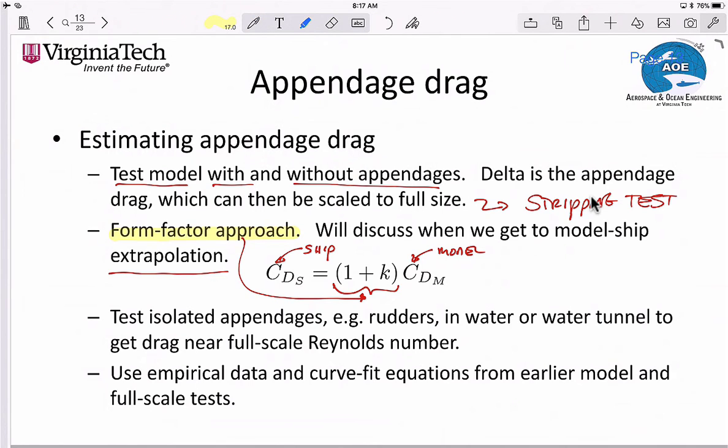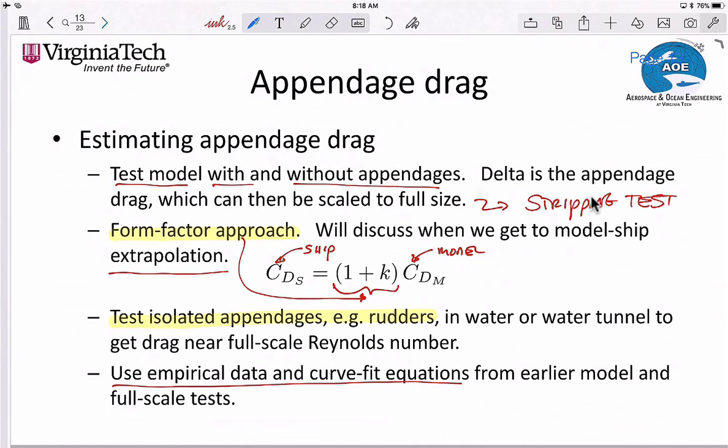Another way to estimate appendage drag is you can test isolated appendages, for example, rudders in a wind or water tunnel, and try to get full-scale drag. And then finally, what's often done is use empirical data and curve fit equations from experience, from earlier model and full-scale tests.